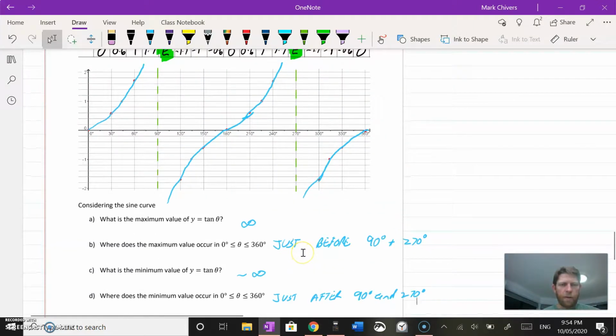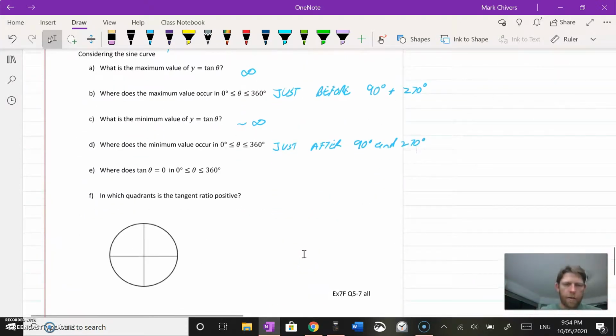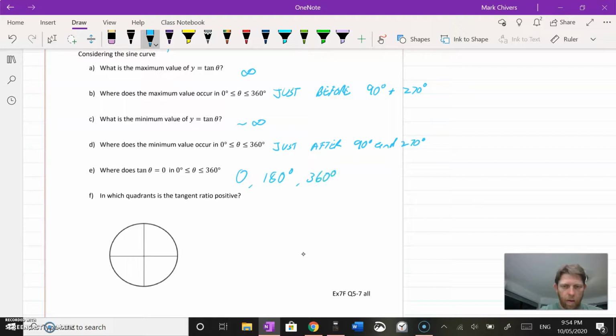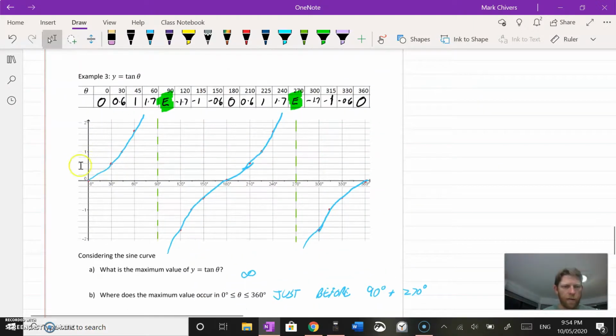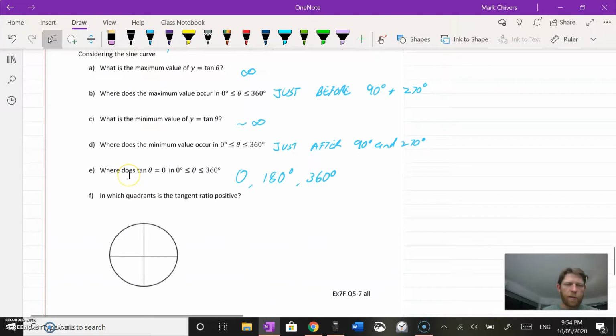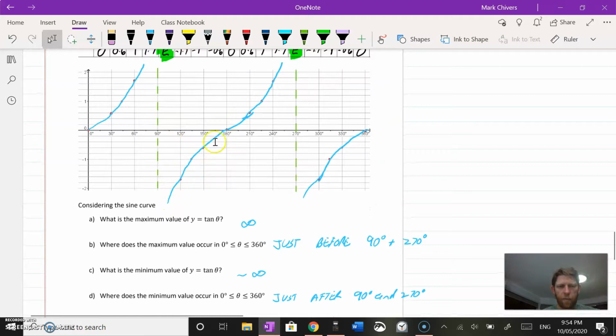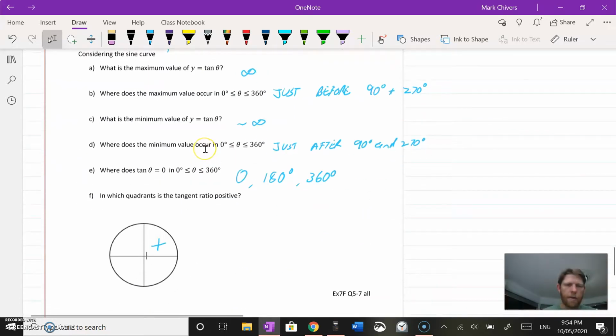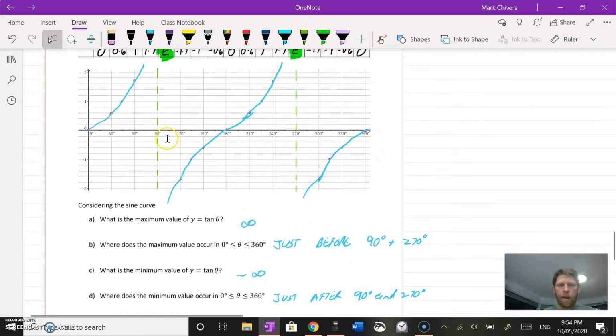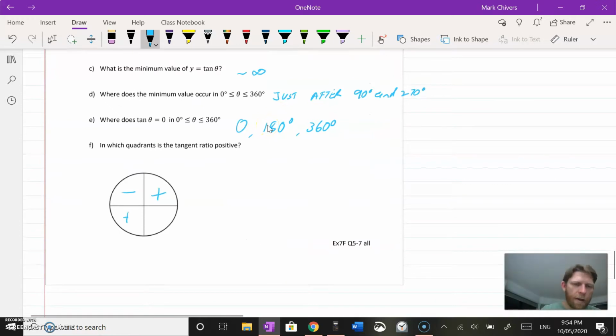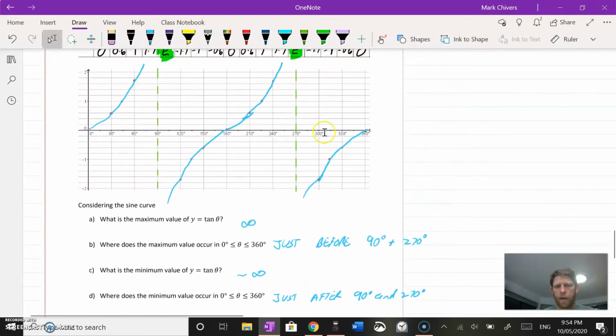Where does it equal 0? In this case, it's going to be equal to 0 at 0, 180, and 360 degrees. And where is it positive? Well, they're all positive in the first quadrant. Otherwise, we'd been dealing with this with right angle triangles. But for tan, it's negative here between 90 and 180 degrees. So it's negative in that quadrant. Between 180 degrees and 270 degrees, it's positive. And then finally, it's negative in that last quadrant between 270 and 360 degrees.